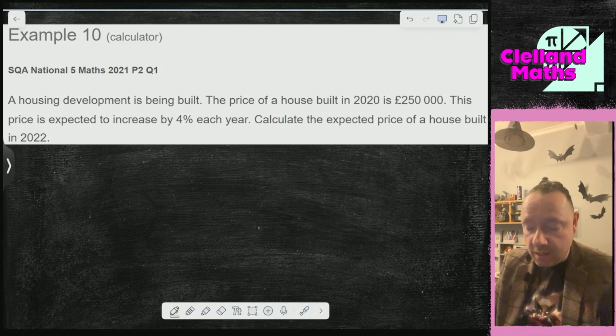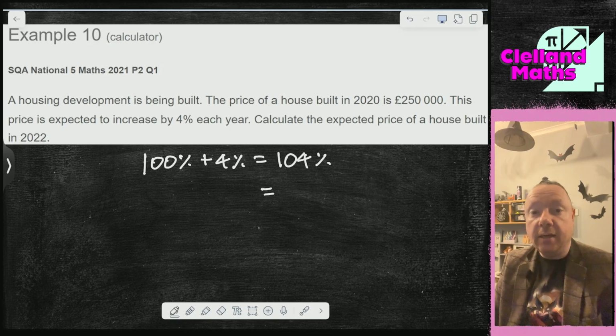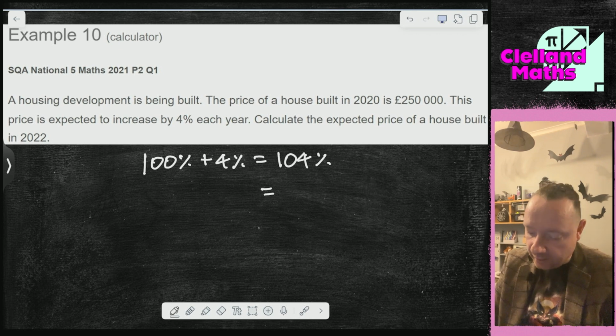So it's going over time. I need to work out my multiplier, 4%, 100% plus 4%, 104%. Change to a decimal by dividing by 100. Use a calculator if you like. 1.04. And now it's just a times sum.